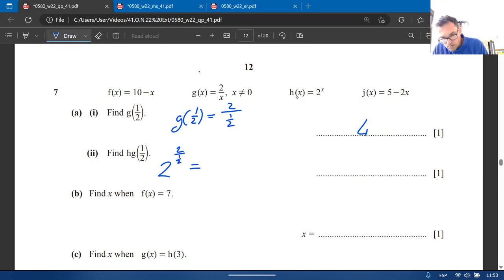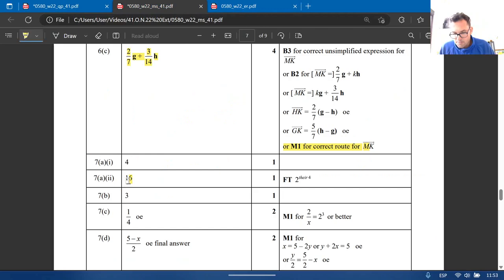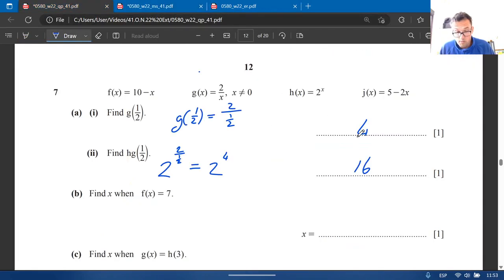Now, we already got g a half. So all we actually have to do is take that answer, put it into h, which is 2 to the power of 4. 2 to the power of 4 being 2 times 2 is 4, times 2 is 8, times 2 is 16. Okay, check it with your calculator. But there it is. Or 2 to the power of whatever you wrote in the previous answer. You get one mark. So whatever you wrote there, you put it 2 to the power of that, you get your mark. Follow through.